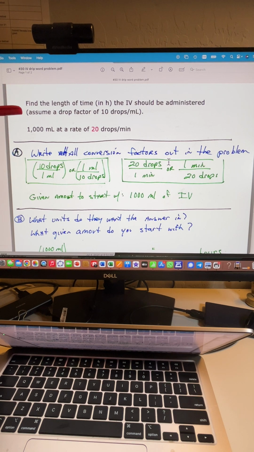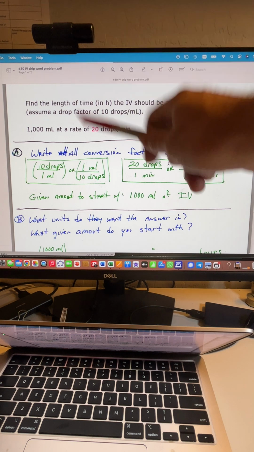This is module 3, number 30 on the WebAssign, and it'll probably be number 30 on your other quizzes. So this is really a first in these word problems. Find the length and time. Well, you can read it.